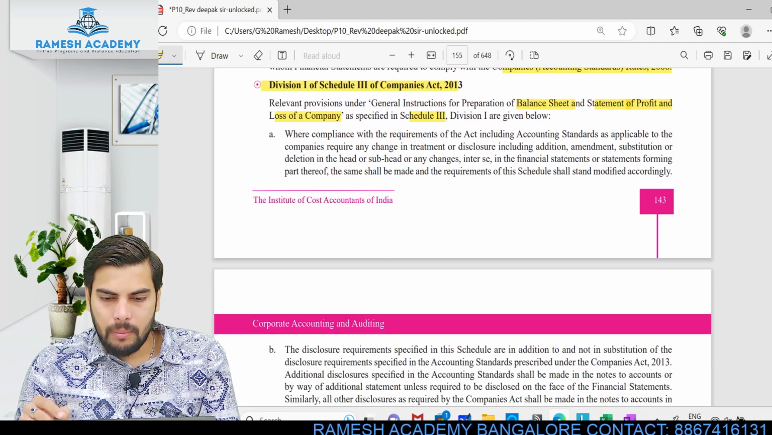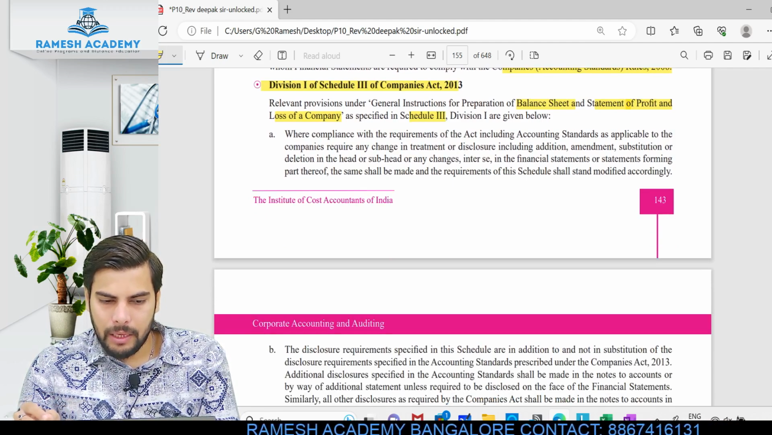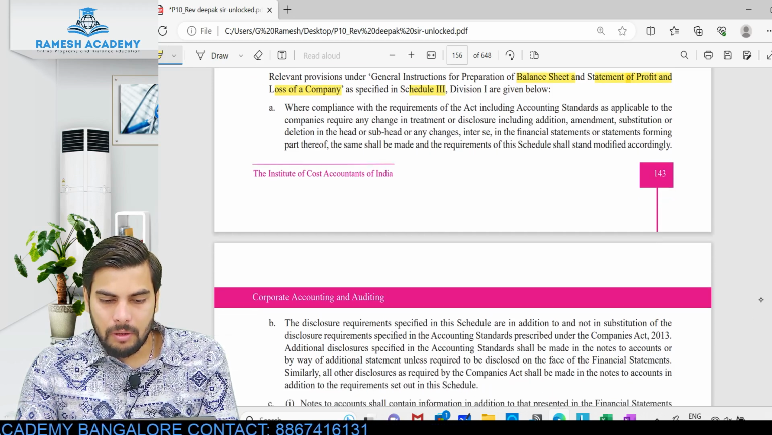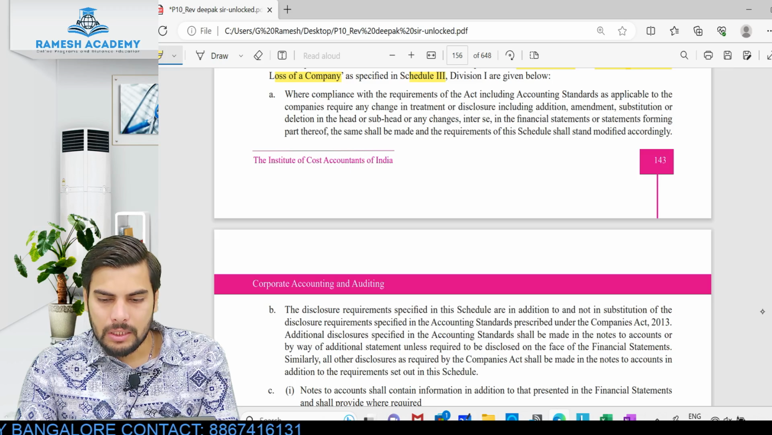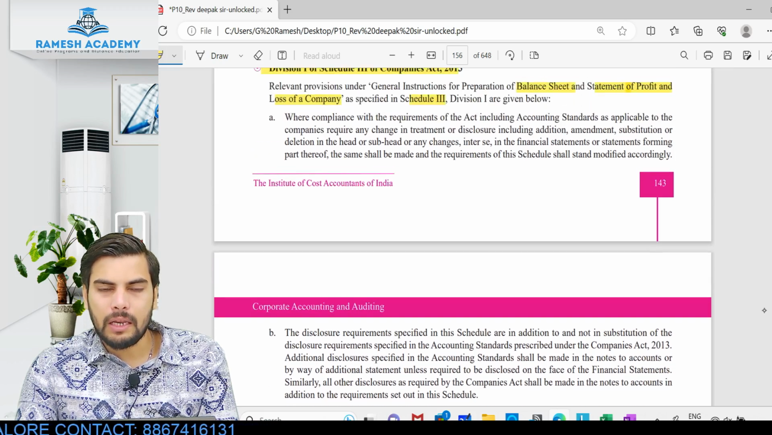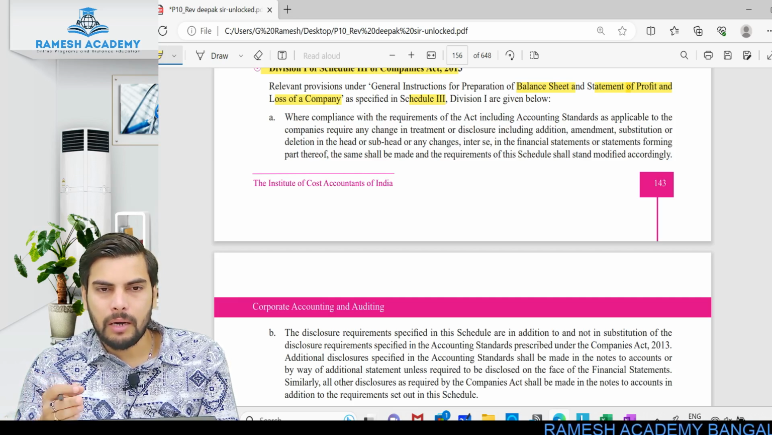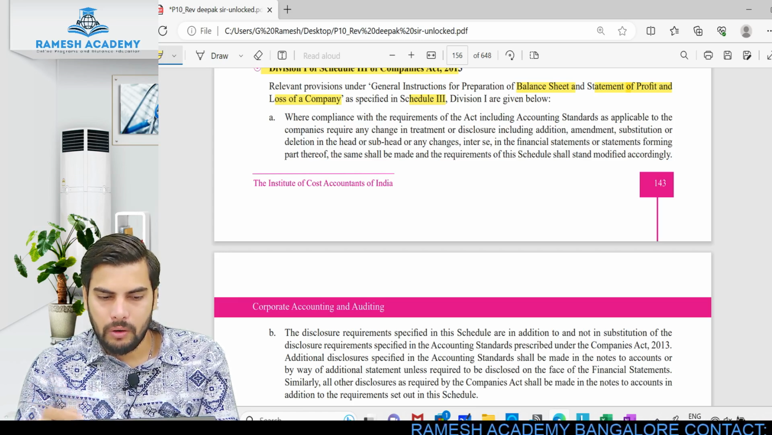Where compliance with the requirement of the act, including accounting standard as applicable to the companies, require any change in the treatment or disclosure, including addition, amendment, substitutions or deletion in the head or subhead, or any changes inter se in the financial statement or statement forming part thereof, the same shall be made and requirement of the schedule shall stand modified accordingly. Okay, so what are they telling? According to this particular division, whenever they want to make any addition, deletion, alteration, amendment with respect to any of the item relating to your financial statement, so it might be either an item relating to your balance sheet or an item relating to your P&L account, you can just do it. So it has got the power to do it.